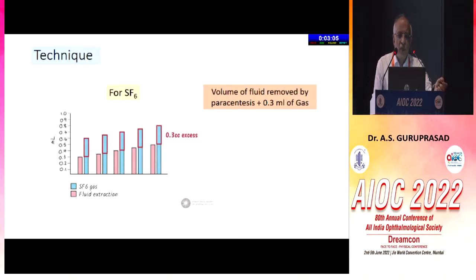The volume of fluid removed by paracentesis plus 0.3 ml of gas. This is the formula for the volume of gas that can be injected into the vitreous cavity. This is for SF6. If you can remove 0.4 ml of fluid by paracentesis, you can inject 0.4 plus 0.3, that is 0.7 ml of SF6. That would be the calculation.